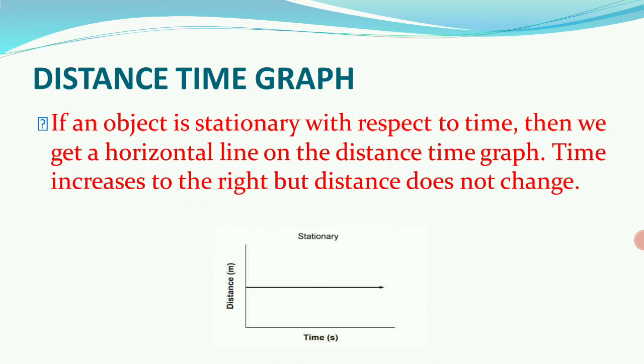Suppose your car is not moving, it is at a rest position. If you draw the distance time graph of your car, then you will get a straight line because the distance is zero, it's not traveling but the time is moving, so it is a horizontal line.